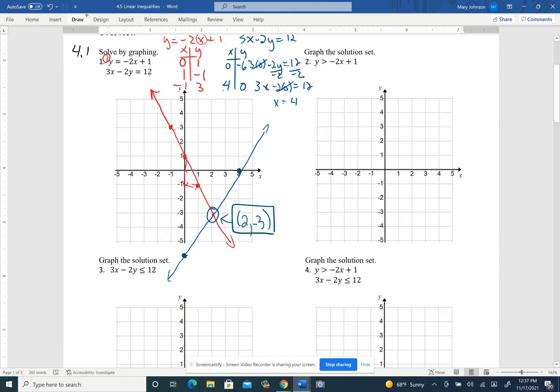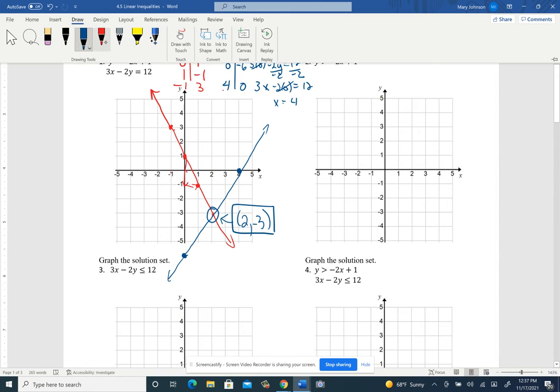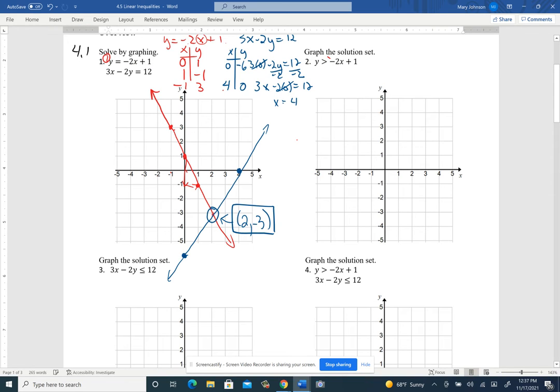All right, so on this one, the inequality symbol is a greater than. On these problems, what you do first always, regardless of what kind of inequality you have, is graph the line y equals -2x plus 1. So you would do what we did to graph it in problem number 1.